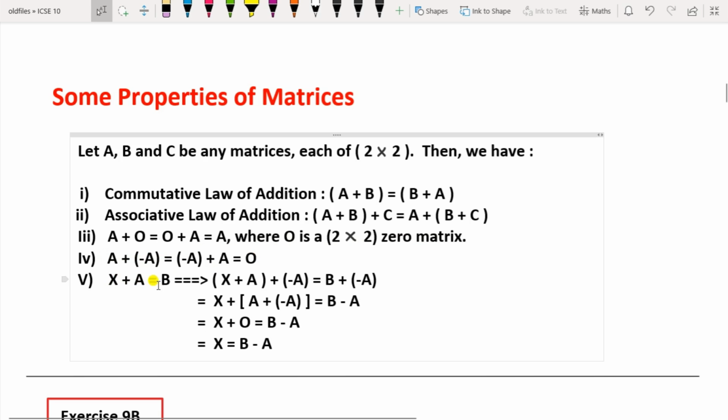Then X plus A equals B. If you add minus A on both sides of this equation, the A will get cancelled on one side, and the other side will be B minus A. So X plus A minus A is 0, and therefore X equals B minus A. This is the normal equation that we solve, so you can directly write this statement, but how it comes is shown here. So X will be equal to B minus A. These are some of the properties that we are going to use to solve matrices.